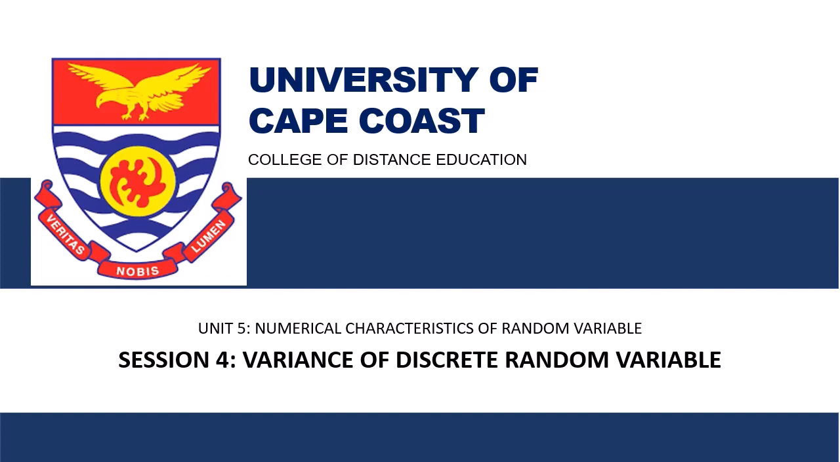Welcome to session 4 of Unit 5, Introductory Statistics 1. In session 4, we are going to consider the variance of a discrete random variable. Remember, we considered the expectation of a discrete random variable. This time, we are going to consider the variance of a discrete random variable.